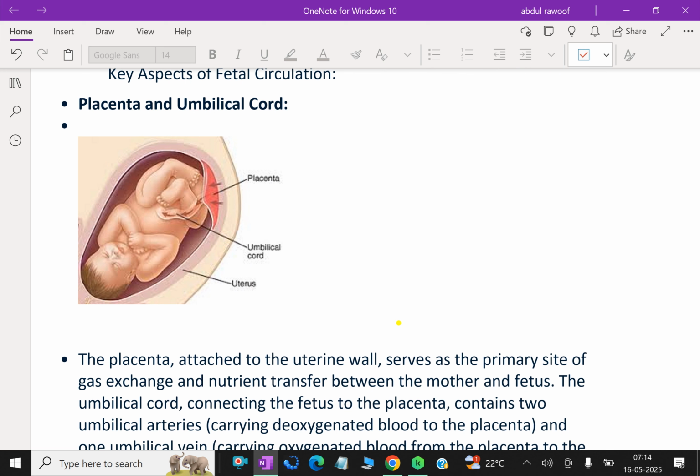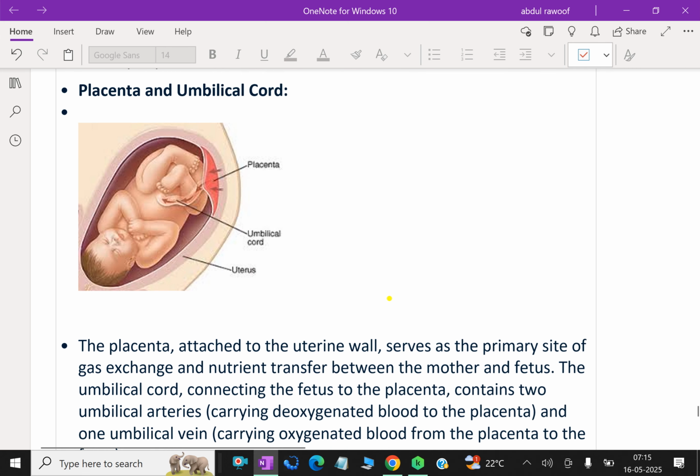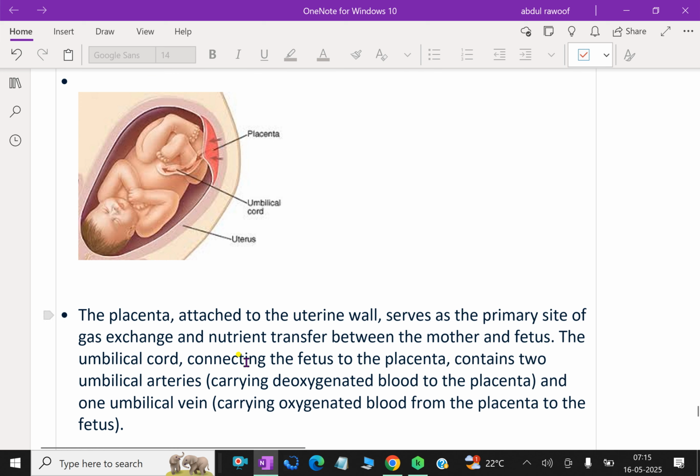Placenta and umbilical cord. The placenta, attached to the uterine wall, serves as the primary site of gas exchange and nutrient transfer between the mother and fetus. The umbilical cord connecting the fetus to the placenta contains two umbilical arteries carrying deoxygenated blood to the placenta and one umbilical vein carrying oxygenated blood from the placenta to the fetus.